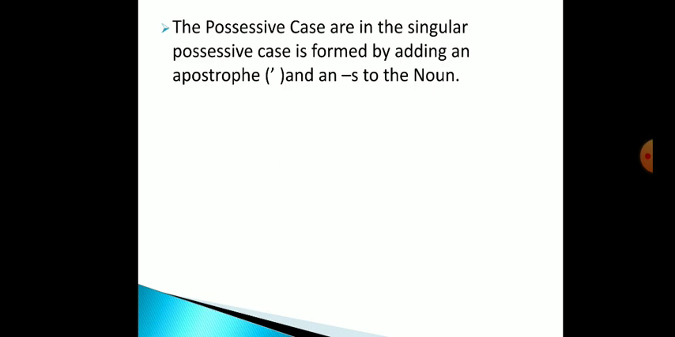So today we will see how the possessive case is used when we are talking about a singular noun. The possessive case of a singular noun is formed by adding an apostrophe and s to the noun. Let us see the examples.